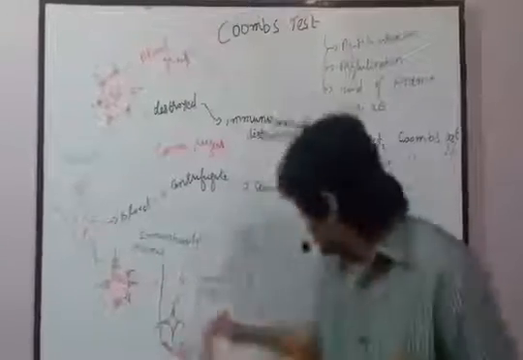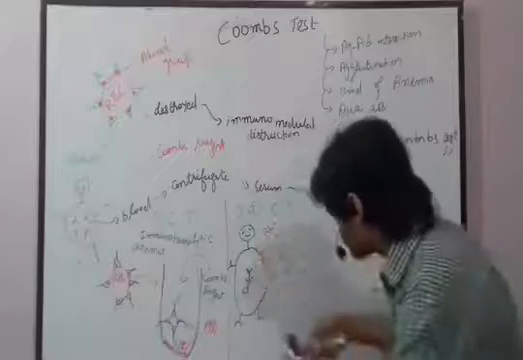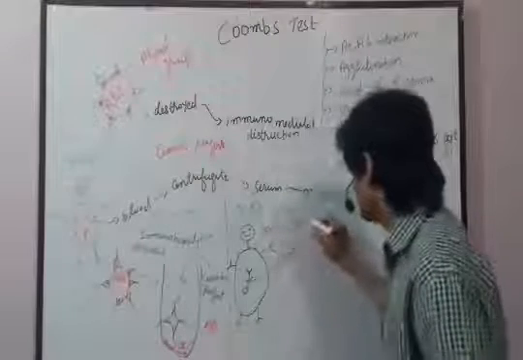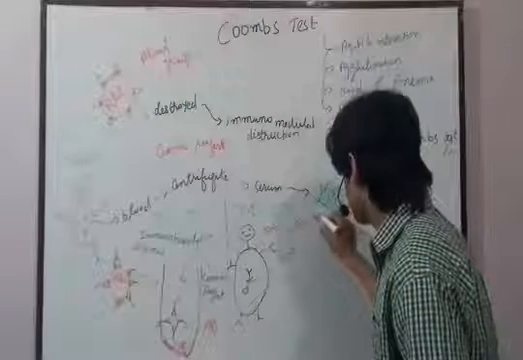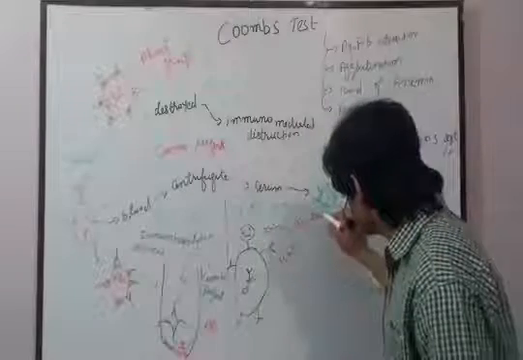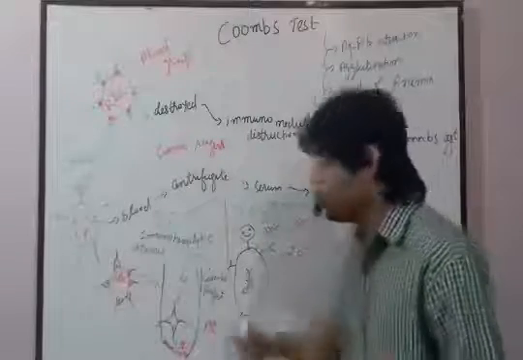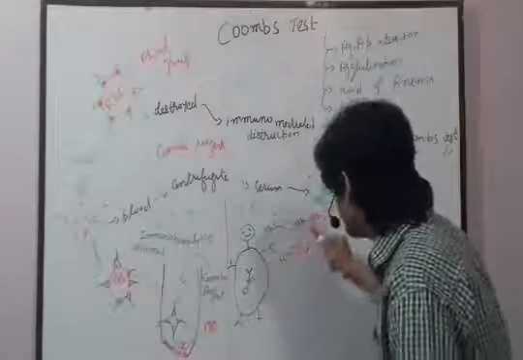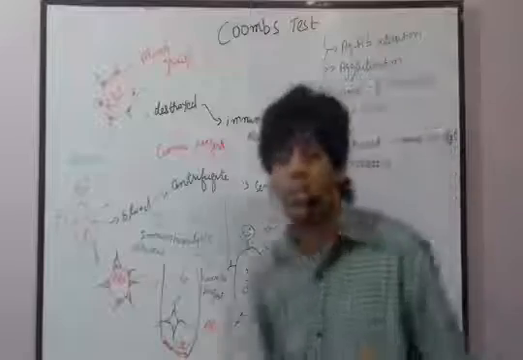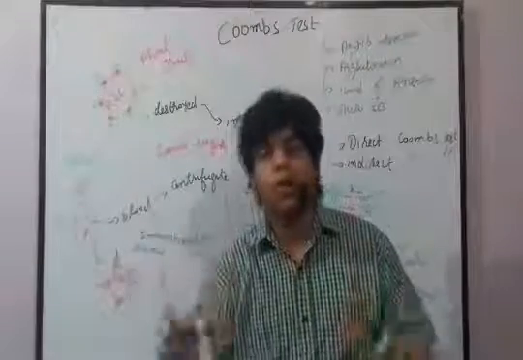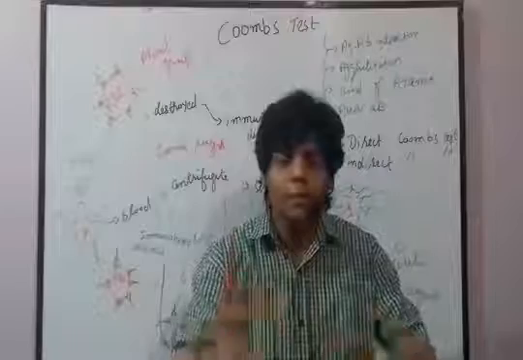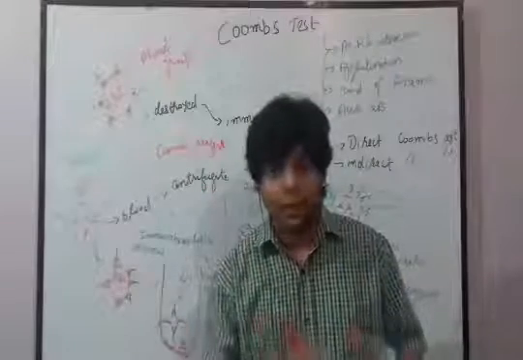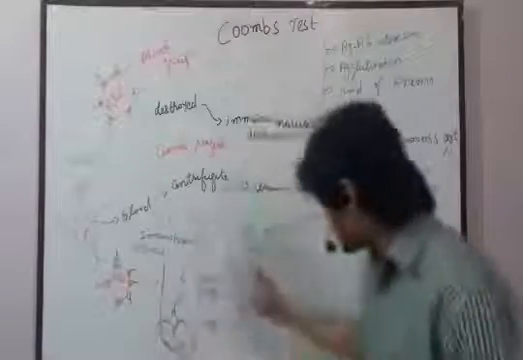Due to this mixing, the RH negative mother will produce antibody. We simply call that RH antibody. This RH antibody will be against the fetus's blood cells. So once these antibodies are produced against the fetus's red blood cells, the fetus will die, or we can say the baby inside the pregnant woman will die. So this is the first case.